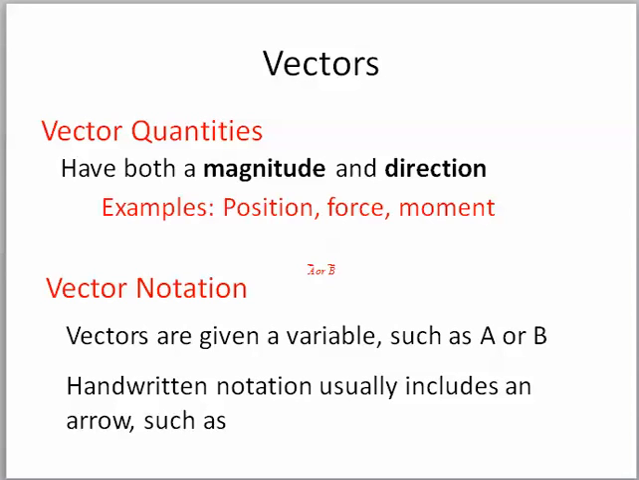Vector notation. Vectors are given a variable such as A or B. Handwritten notation usually includes an arrow, something as simple as that, or a little dash above it. That's what they mean when they're talking about vectors.